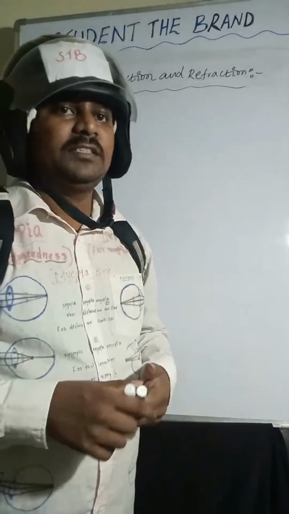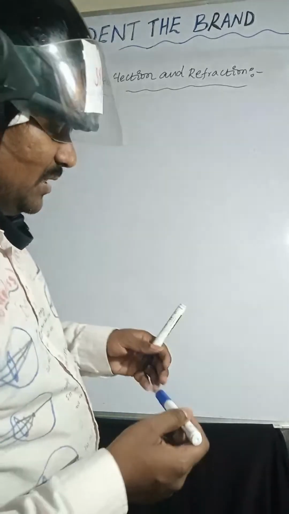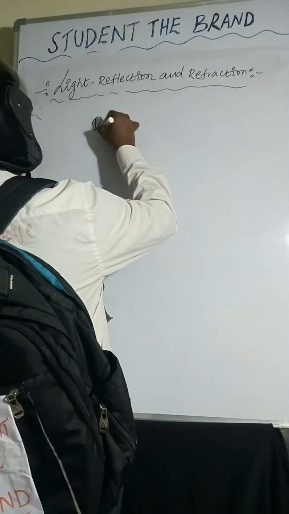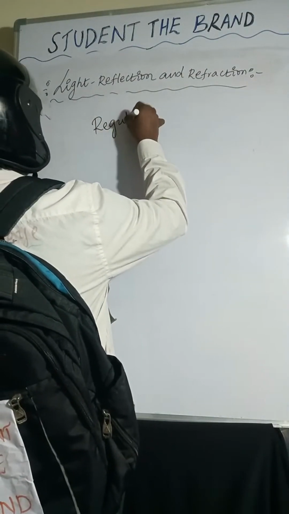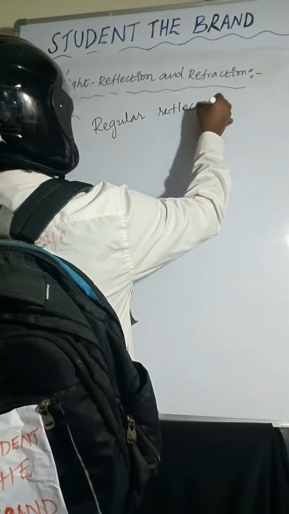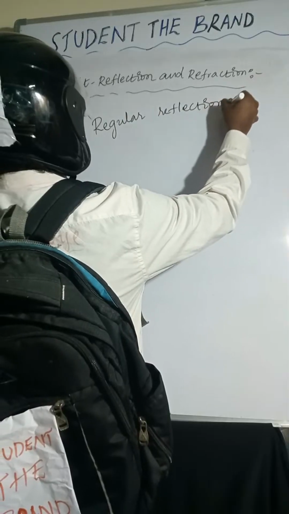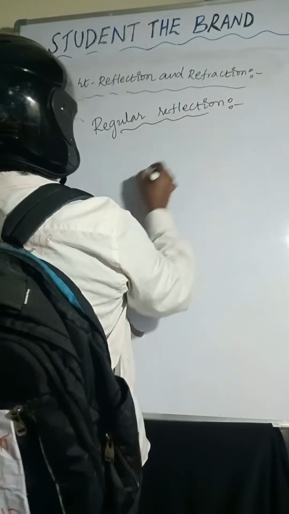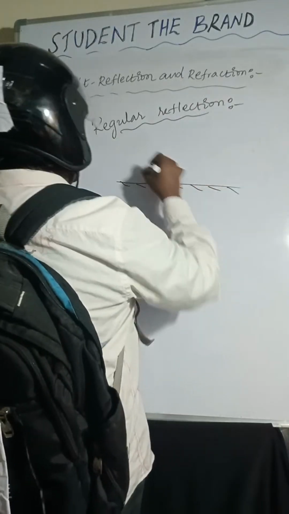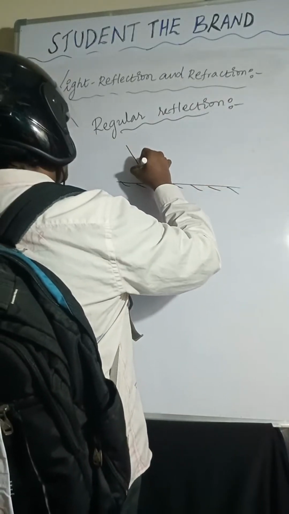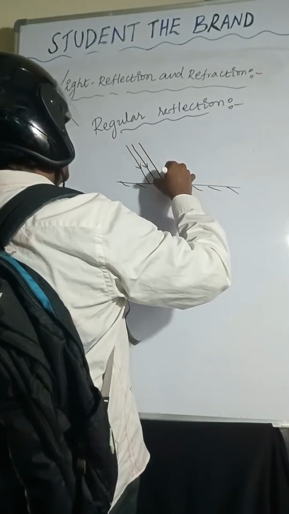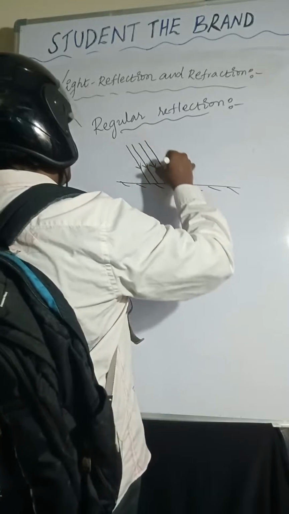Now regular reflection and irregular reflection we'll discuss. Regular reflection: I am taking the plane surface here. The incident light rays are parallel to each other. These are the incident light rays, and these light rays are parallel to each other.